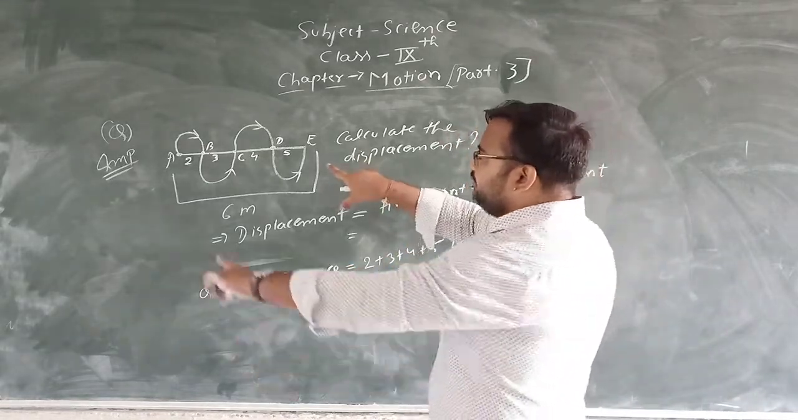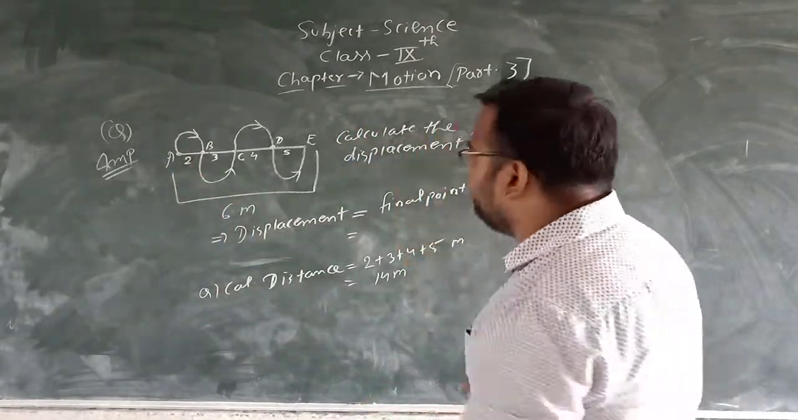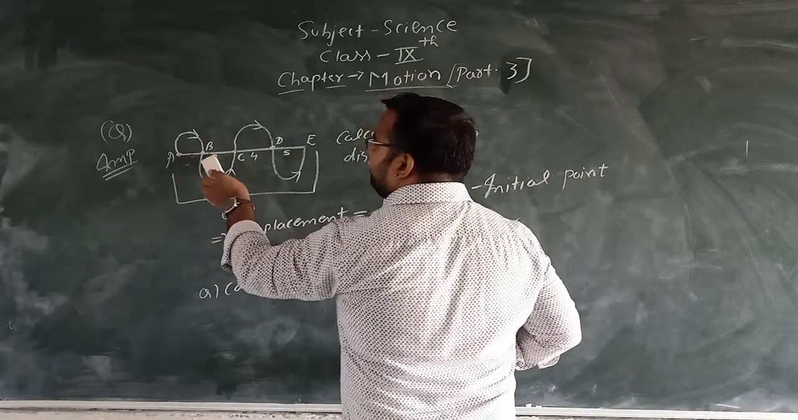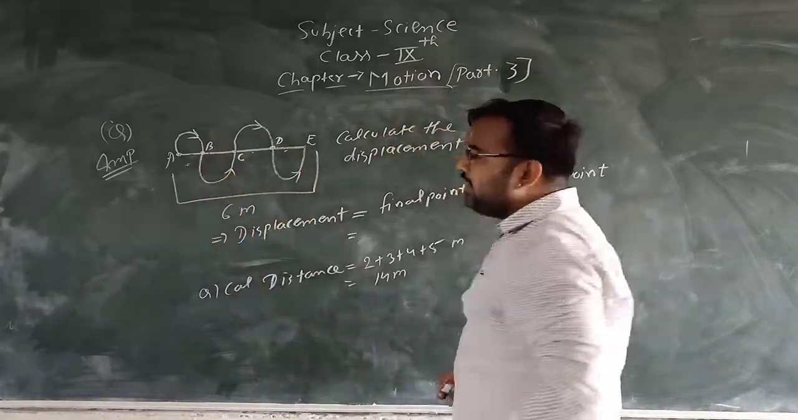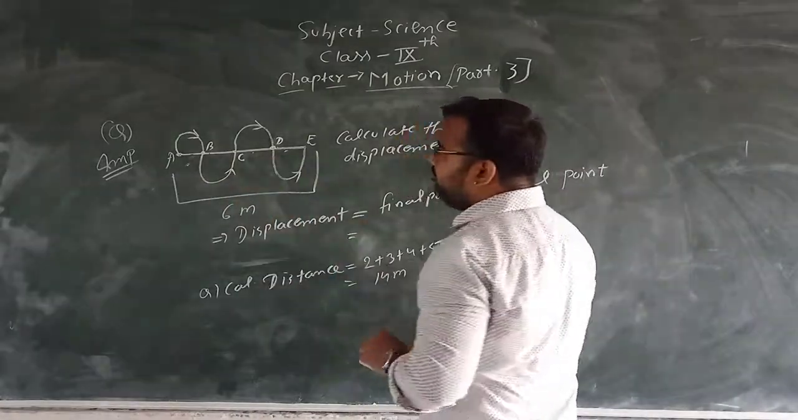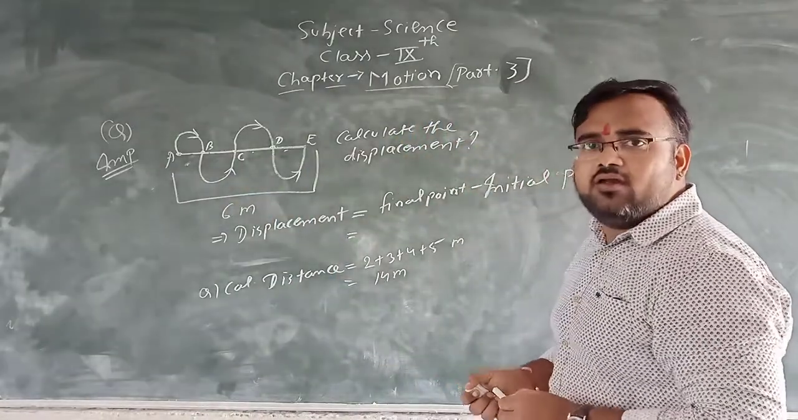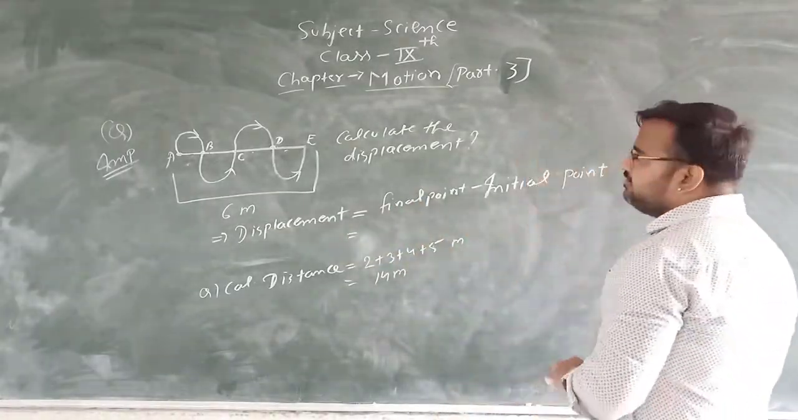The question is between A to B. Now, I don't want the distance because we don't have to calculate distance. I have to calculate only displacement. From A to E, we have to calculate the displacement of an object. As we know, displacement is the final point minus the initial point.